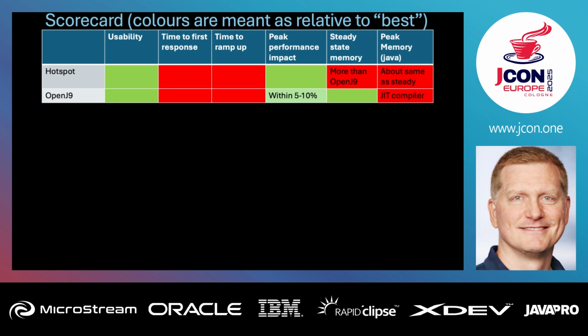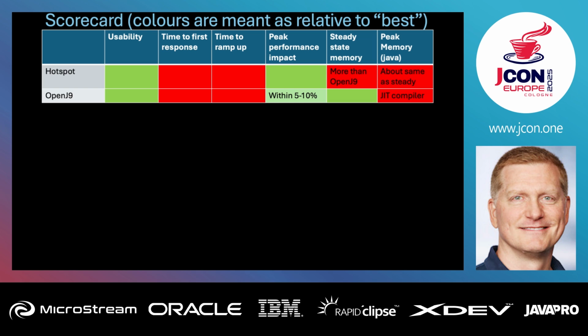OpenJ9 is well known for its low memory consumption under load, so it uses about half the memory of what you normally see with Hotspot. So I'm going to give, these are all relative, of course, but I'll give OpenJ9 the green, and I'll call Hotspot red because it is traditionally using more memory. And then finally, for peak memory, Hotspot's going to stay red, even though it's usually just about the same as its steady state, but it was already red, so I felt bad not keeping it red.